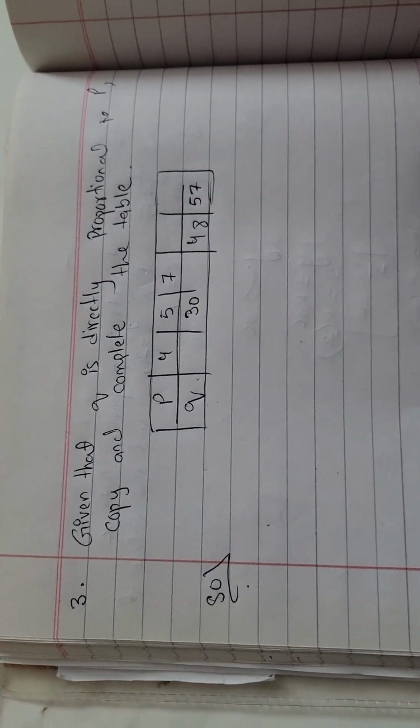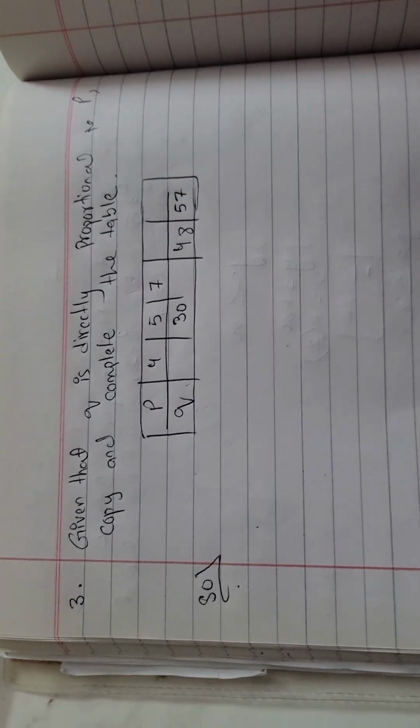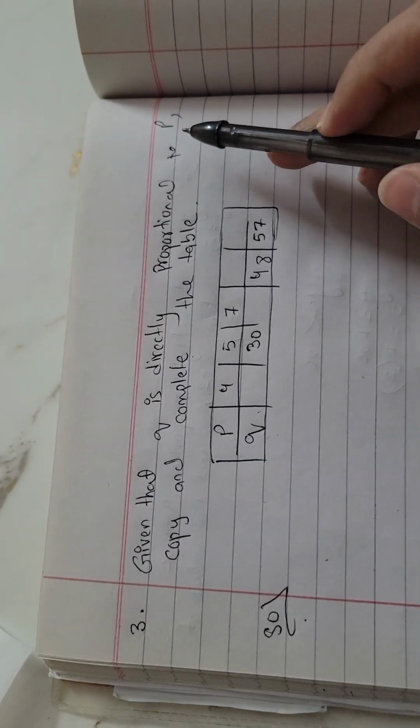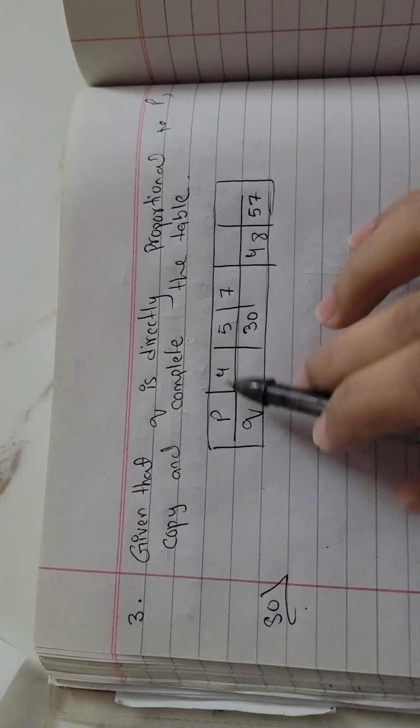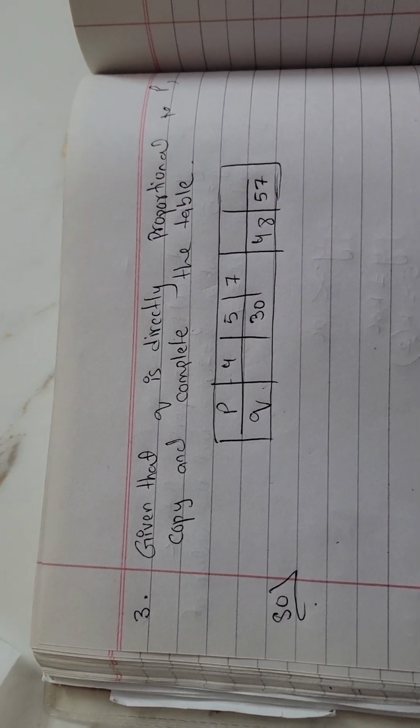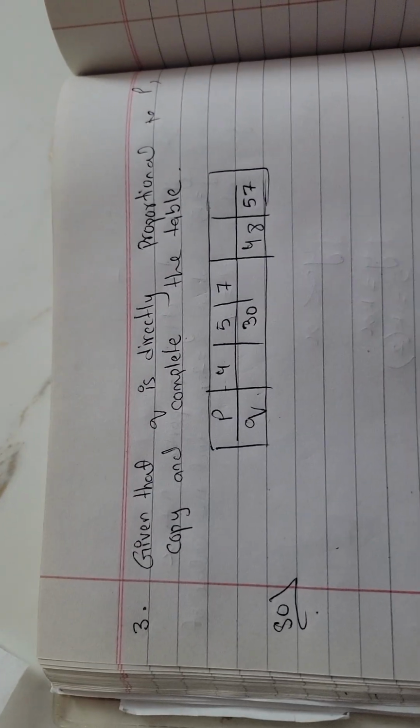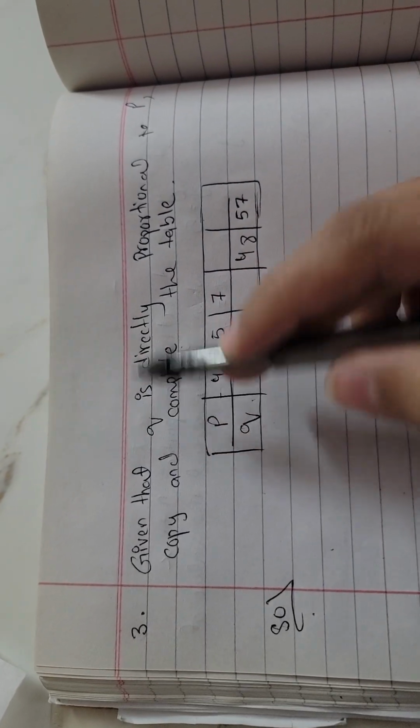So this is part 3 of practice now 2. Given that Q is directly proportional to P, copy and complete the table. Now they have given the table with different values of P and different values of Q, and we have to find the missing values. Very first thing that we are going to do, we are going to form an equation.